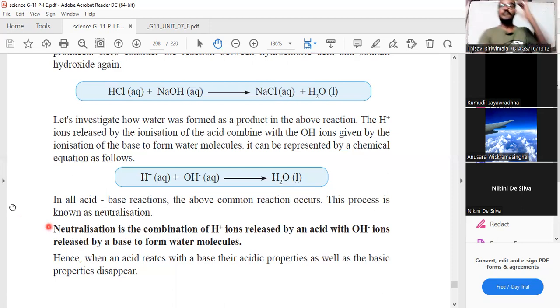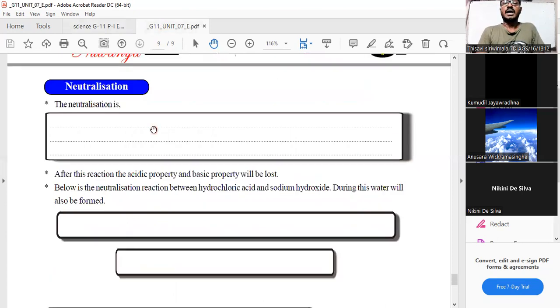Then we'll go back to the tute. After this reaction, the acidic property and the basic property will be lost. Below is the neutralization reaction between hydrochloric acid and sodium hydroxide. During this, water will also be formed.